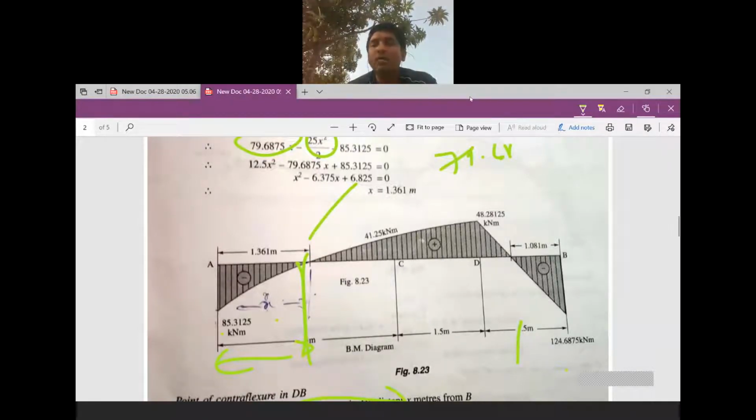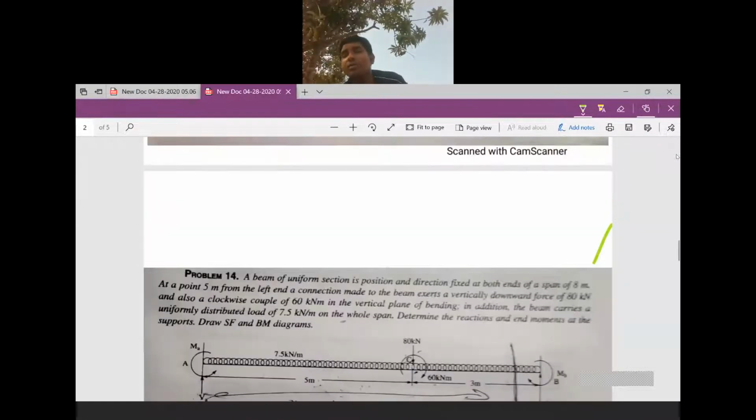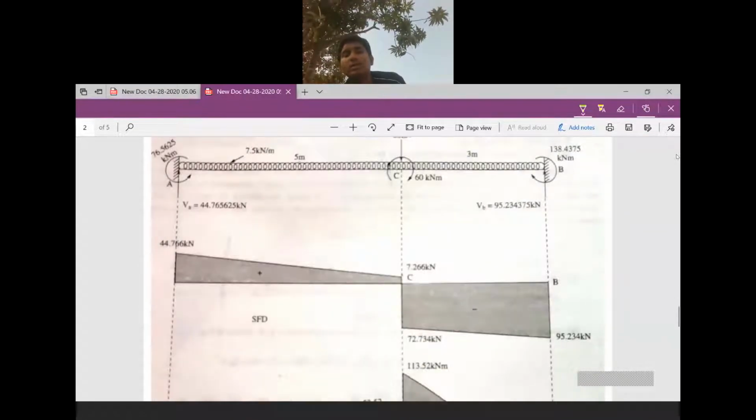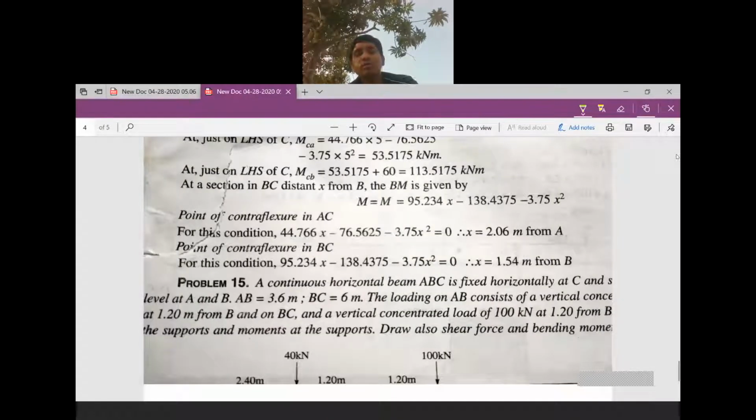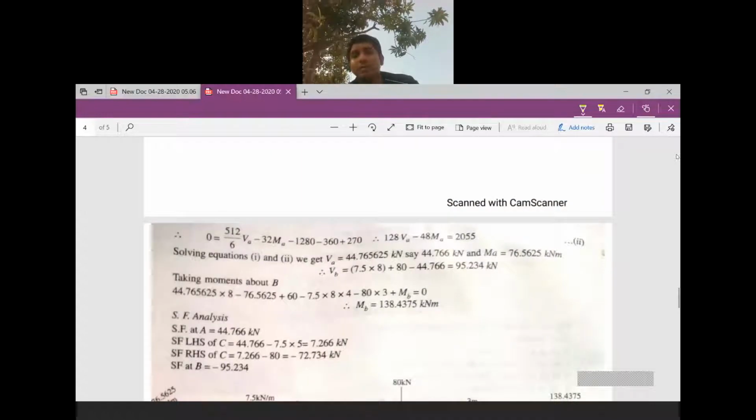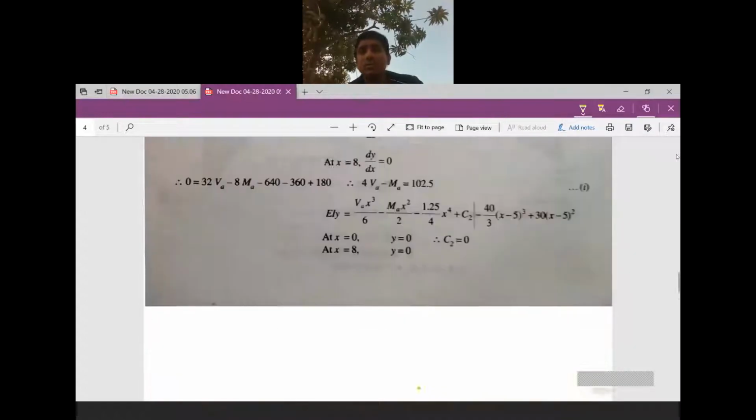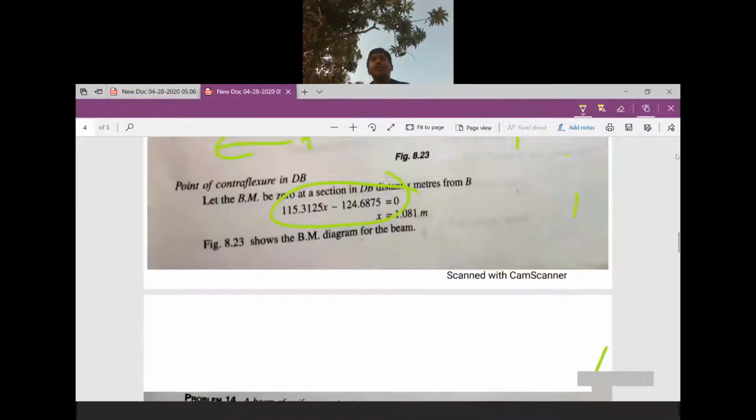If you want, you can calculate shear force as well, but in this question he has only asked for the bending moment diagram. In the next problem he has asked for both shear force and bending moment diagram. Do you have any doubts in this problem?